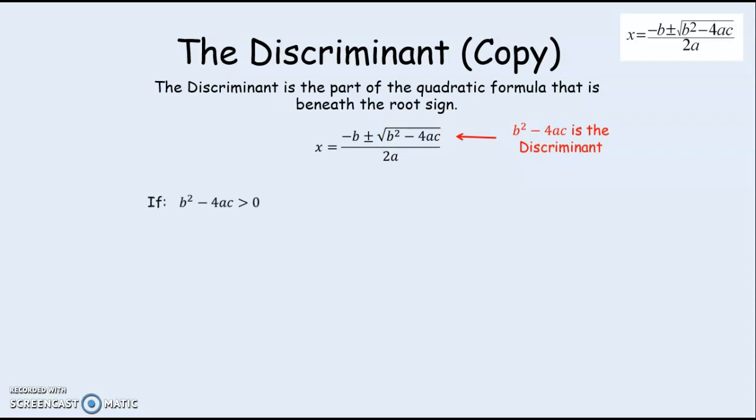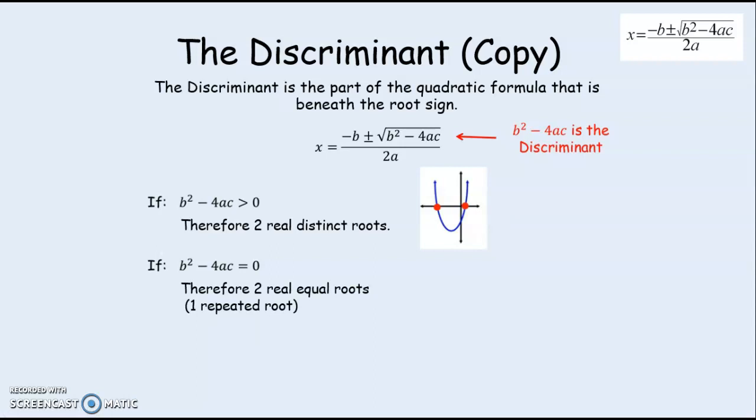So if this value underneath the square root is greater than 0, this tells me I have 2 real distinct roots. It means I have 2 solutions. So my graph is going to cross the axes at 2 points, giving me 2 solutions. If our discriminant, our b squared minus 4ac, is equal to 0, this tells me I have 2 real roots, but it's 1 repeated root. So it means that it only crosses or touches the axes once. So it looks like one solution.